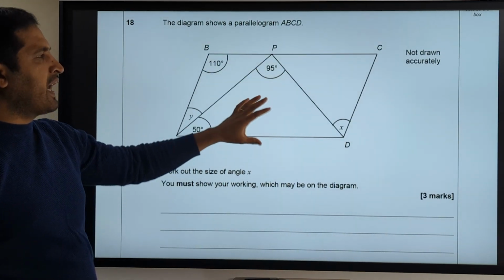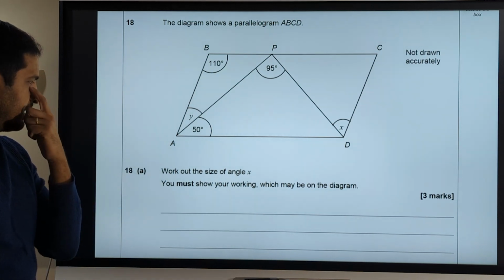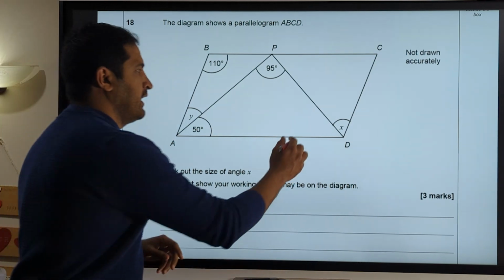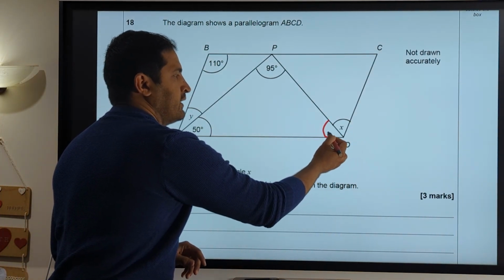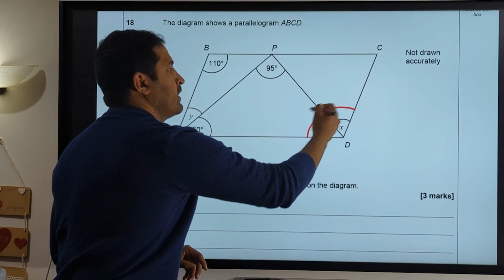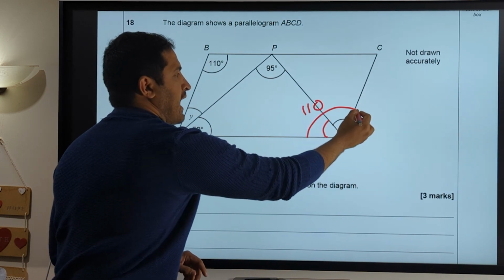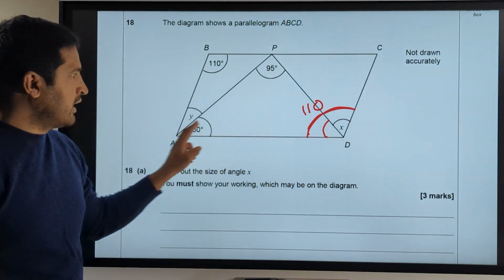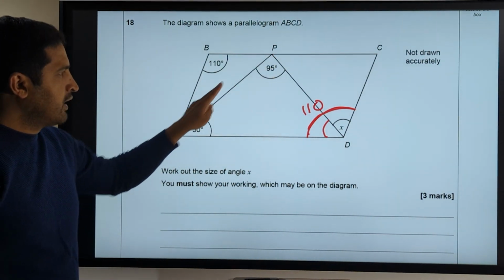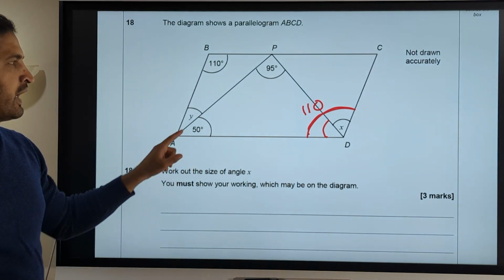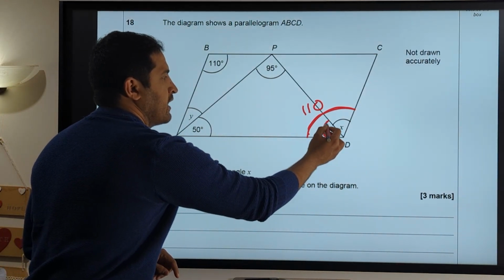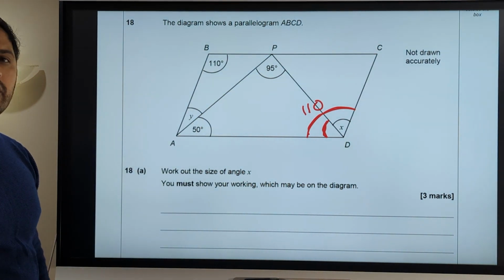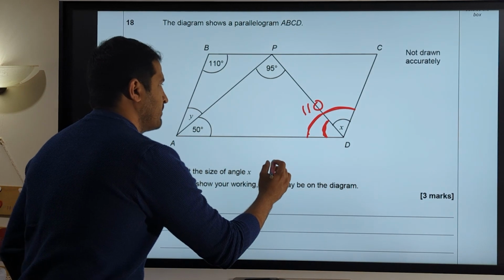The diagram is a parallelogram. This entire thing is a parallelogram. Work out the size of angle x. So what I know about the angle x here is whatever this angle is plus that x would give me 110. That big angle here, x plus whatever that small angle is. And I can work out that small angle because I've got the triangle there. Angles in a triangle add up to 180. So whatever this small angle is, it would be 50 add 95 and taken away from 180.